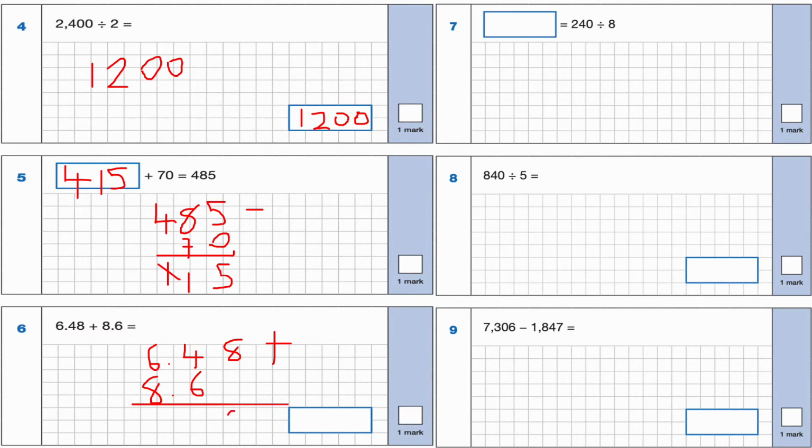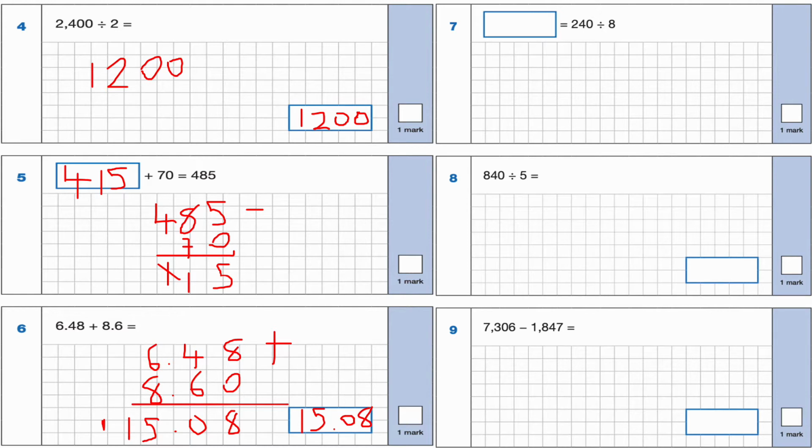8 plus nothing is 8. Imagine it's a 0 there. 4 plus 6 is 10. 0, carry the 1. 6 plus 8 is 14, plus the 1 is 15. So the answer is 15.08.